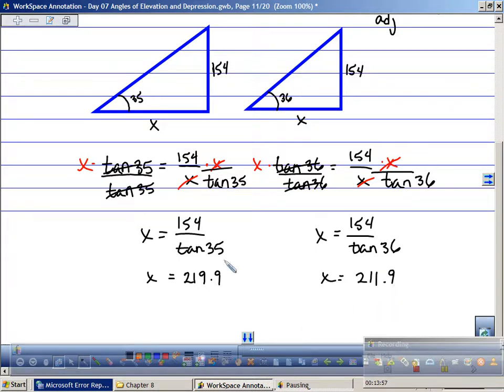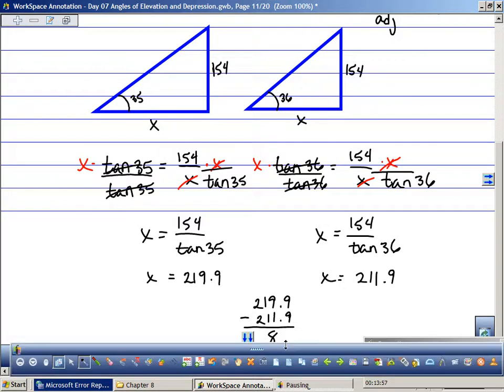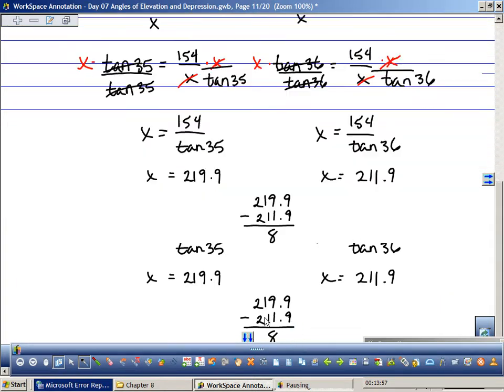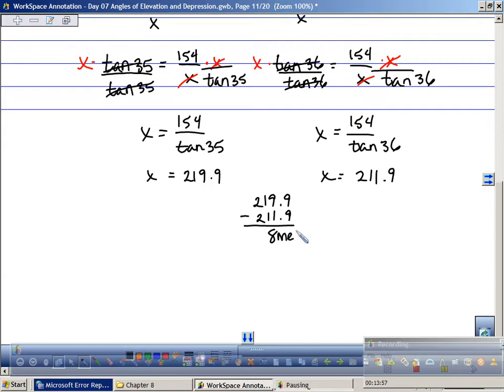You subtract it. I divided, that's where I went wrong. So the dolphins are how far apart? They are 8 feet apart. What was it? Is it feet or is it meters? Meters. They are 8 meters apart. And we're done.